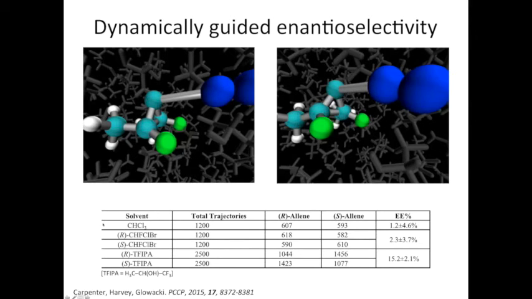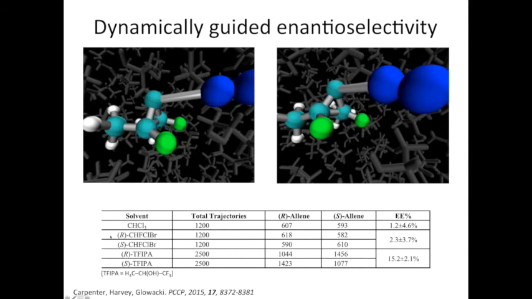So the first thing that we looked at was an achiral solvent. So this is CHCl3. Ran 12,000 reactive trajectories and measured the enantiomeric excess, and you see that this is statistically 0, right? So achiral solvent, no enantiomeric excess. That was exactly what we expected.